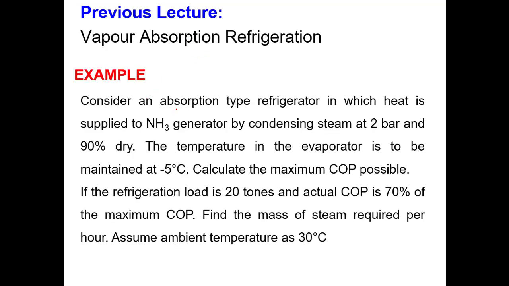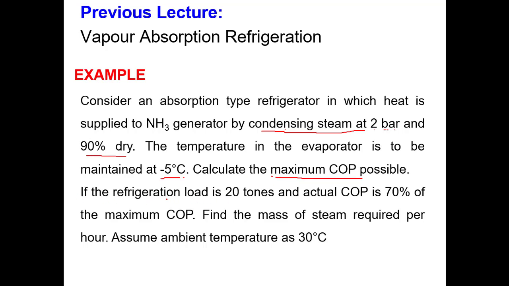Now, consider an absorption type refrigerator in which heat is supplied to the ammonia generator by condensing steam. So, the source of heat for the absorption refrigerator is condensing steam, which is available at 2 bar and 90% dry. The temperature in the evaporator is to be maintained at minus 5 degrees C. So the target temperature to maintain in the evaporator is minus 5 degrees C. Based on this given data, calculate the maximum possible COP.